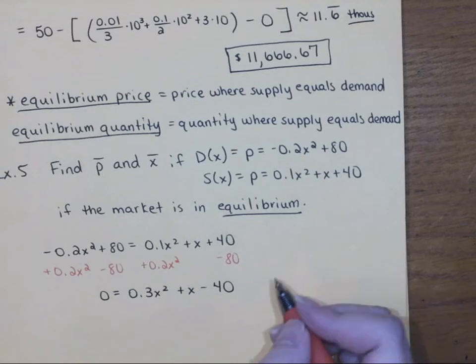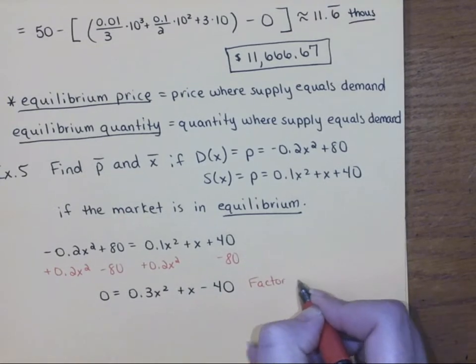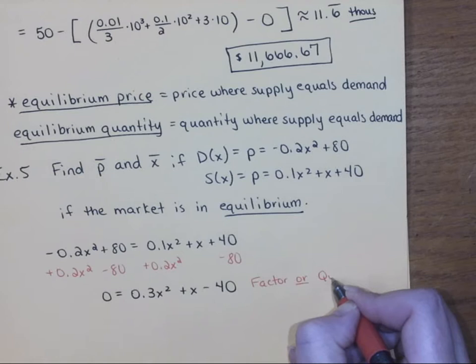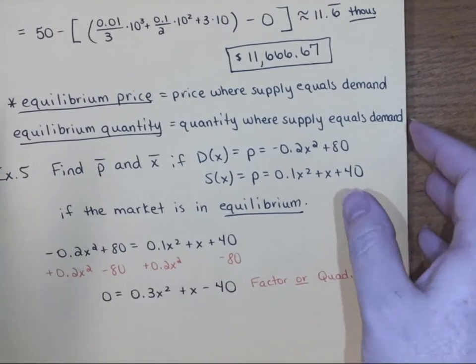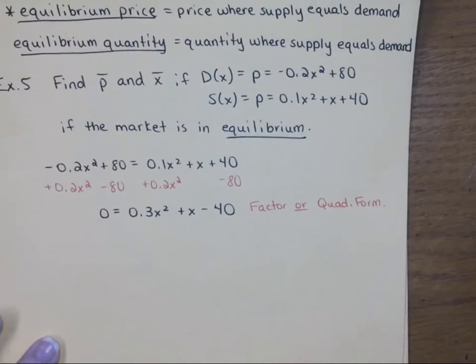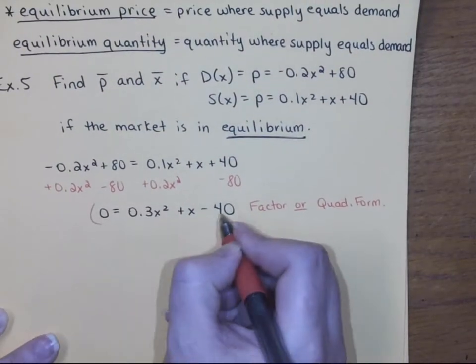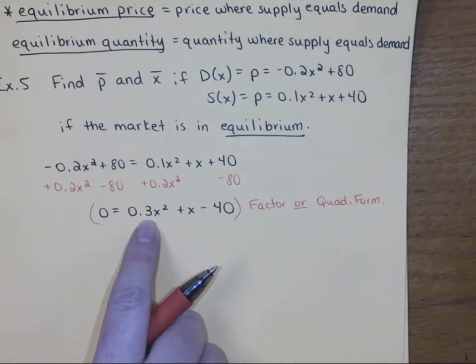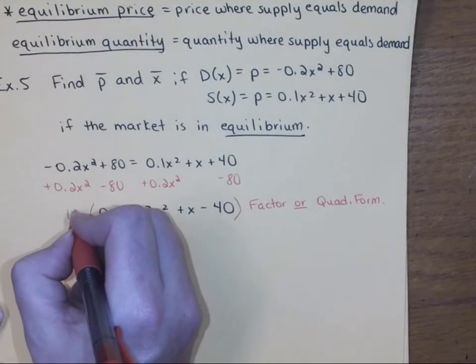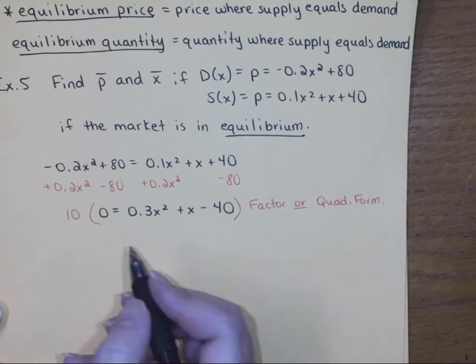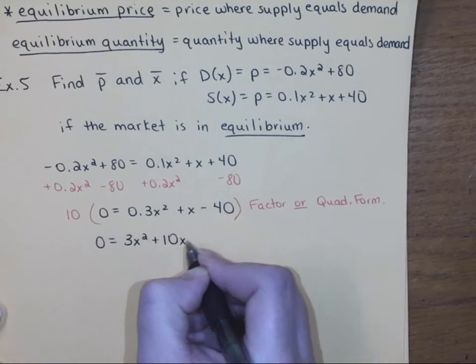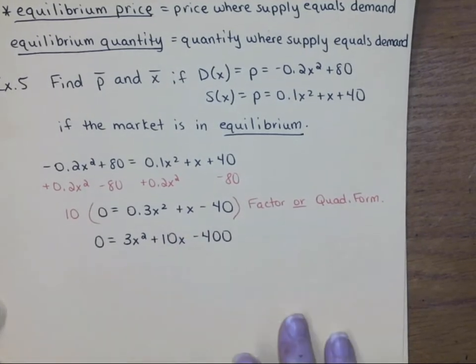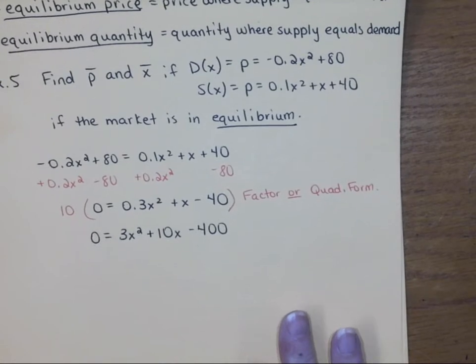Now, just like the last one, I could either factor or I could use the quadratic formula. My preference is always factoring when I can, but occasionally you might have to use the quadratic formula. I certainly can't factor this the way it is, so I want to get rid of one decimal place. I'm allowed to multiply by anything that I want as long as I do it to every single term. So this would be 0 equals 3x squared plus 10x minus 400. Or just use the quadratic formula if you're uncomfortable with what I'm doing here.